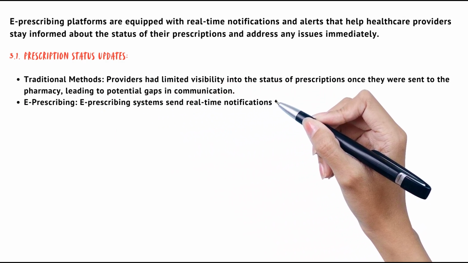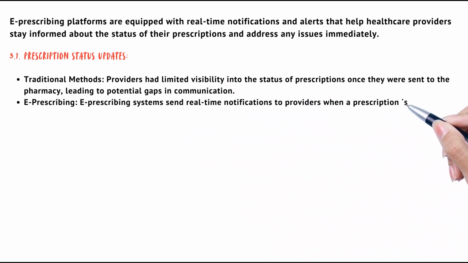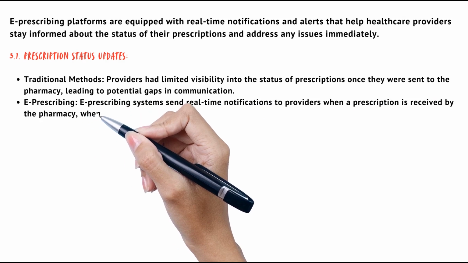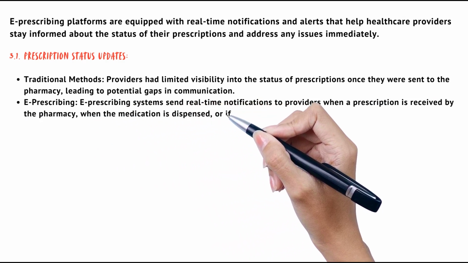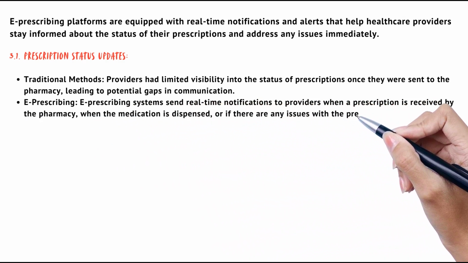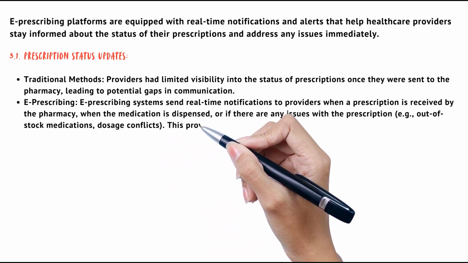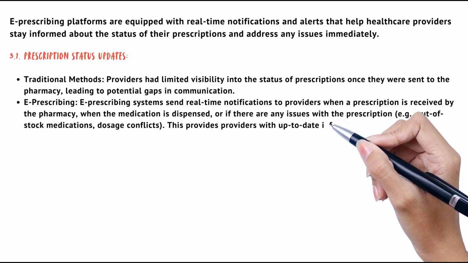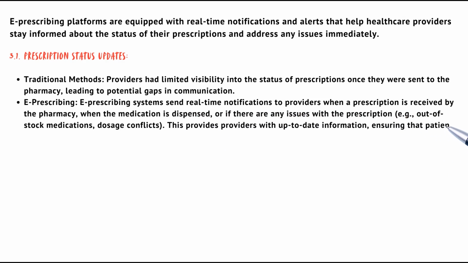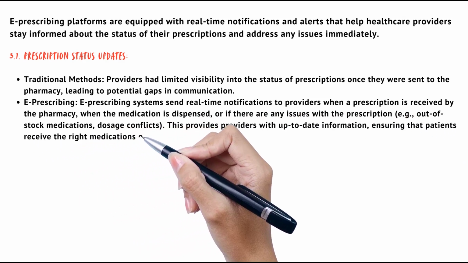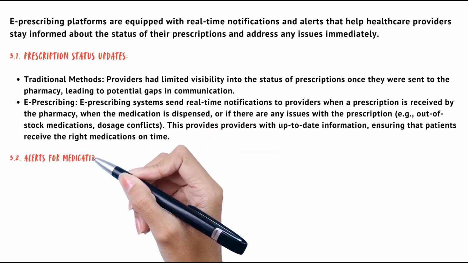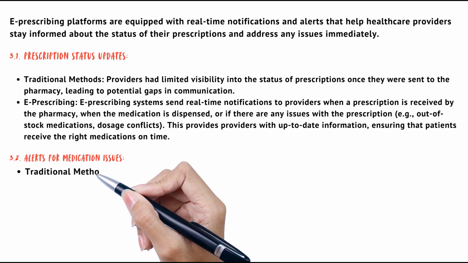E-prescribing. E-prescribing systems send real-time notifications to providers when a prescription is received by the pharmacy, when the medication is dispensed, or if there are any issues with the prescription, e.g., out-of-stock medications, dosage conflicts. This provides providers with up-to-date information, ensuring that patients receive the right medications on time.